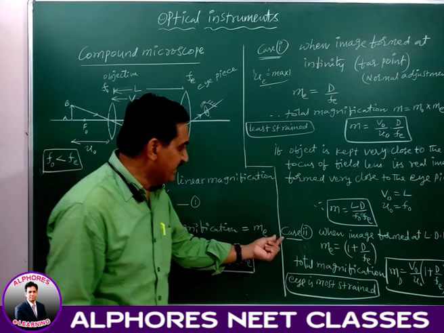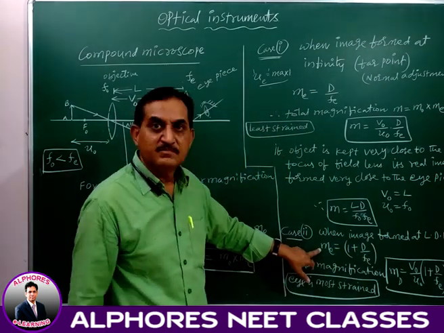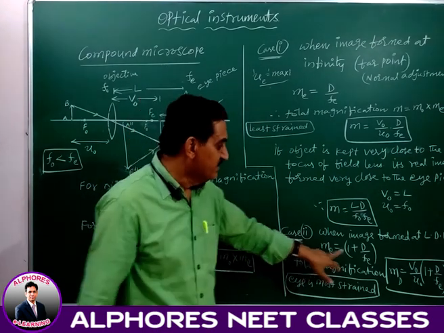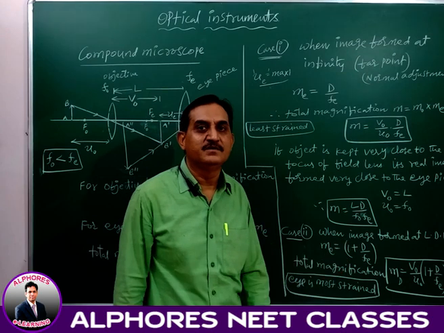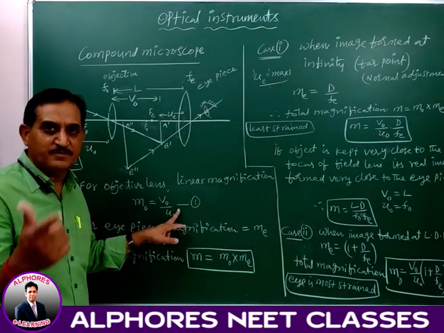Right? Go for the second case, when the image is formed at LDDV. Then what is the formula for the simple microscope? That is 1 plus D by Fe. Yes, the objective lens magnification remains the same. That would not be changed.